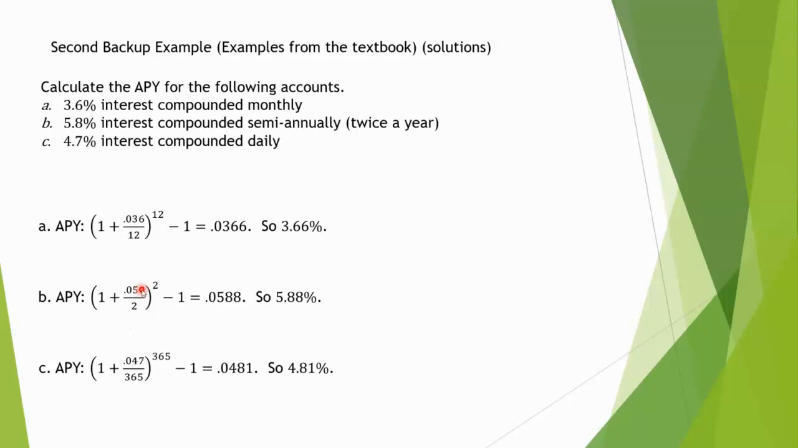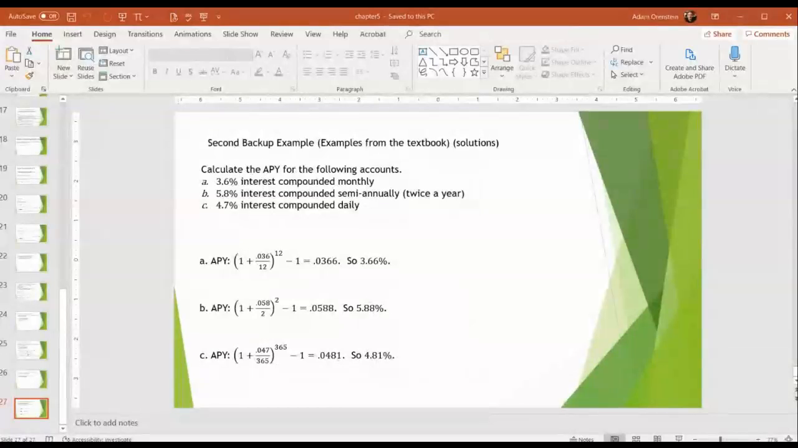Here, same thing. R in this case is 5.8%. Semi-annually, as I said, is twice a year, so N is 2. So in that case, we get this. And daily, 365. Here, the APR is 4.7%. So we have this, and we get this amount. It's just a quick example with the APY. So that's all I have for today.